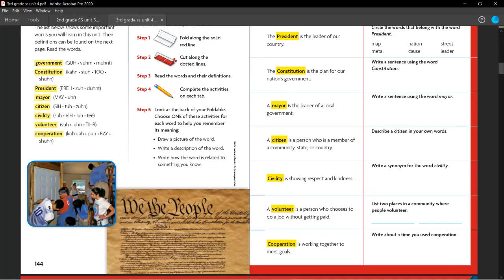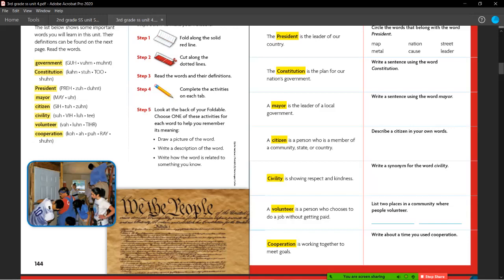Next, we have volunteer. A volunteer is a person who chooses to do a job without getting paid. So they're helping for free because they want to help, not because they're looking to get paid for it. List 2 places in a community where people volunteer. So put one place on each one of these lines, so you'll have 2 examples.